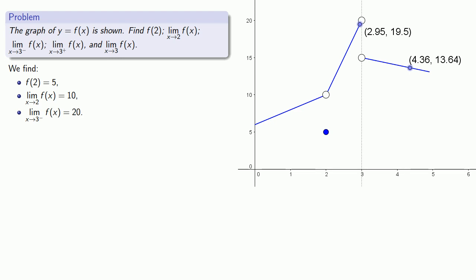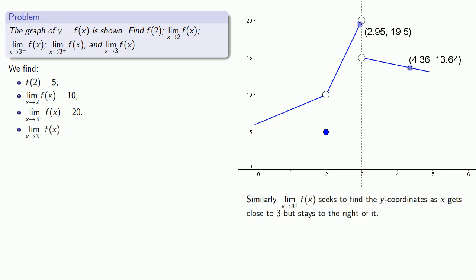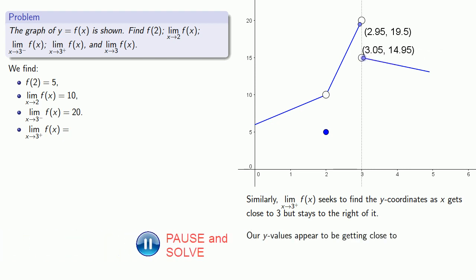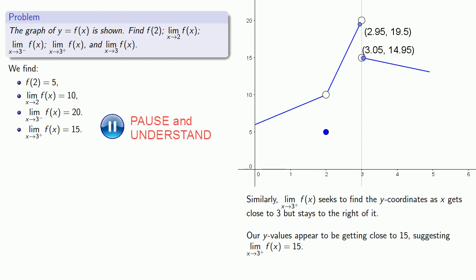Similarly, the limit as x approaches 3 from above of f of x seeks to find the y coordinates as x gets close to 3 but stays to the right of it. So if we follow along on our graph, as x gets close to 3 but stays to the right of it, our y values appear to be getting close to about 15. And so this suggests that our limit as x approaches 3 from above of f of x will be equal to 15.